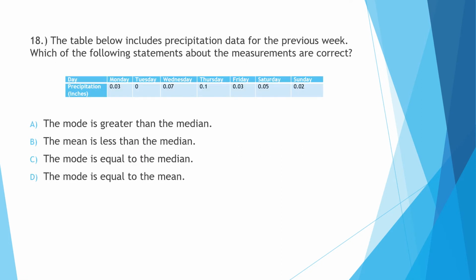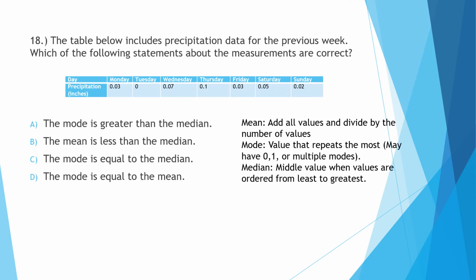The table below includes precipitation data for the previous week. Which of the following statements about the measurements are correct? Well, looking at our set of data here, we're asked about mean, median, and mode. So let's talk about those ideas.